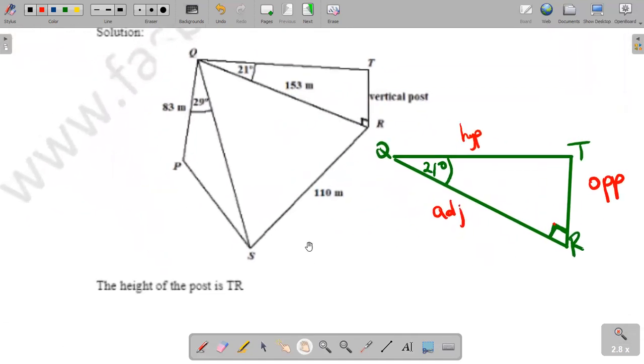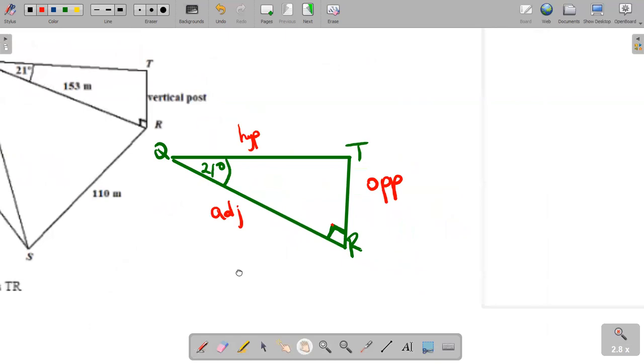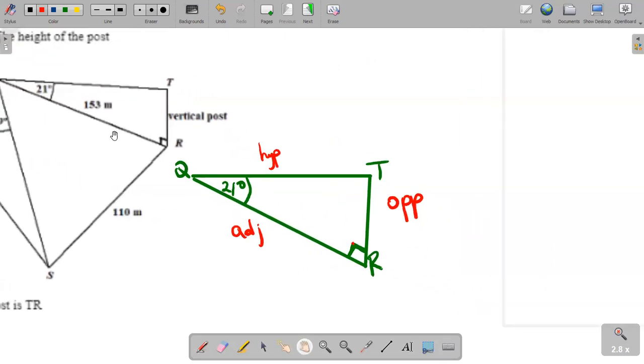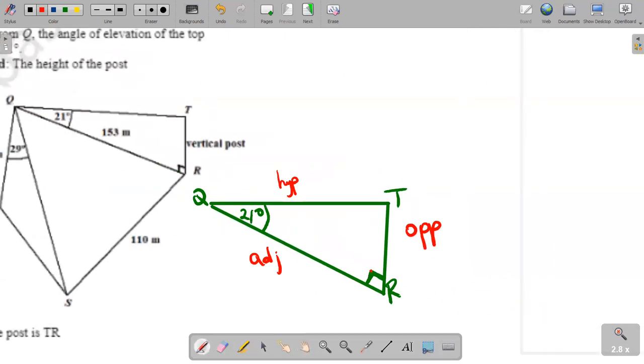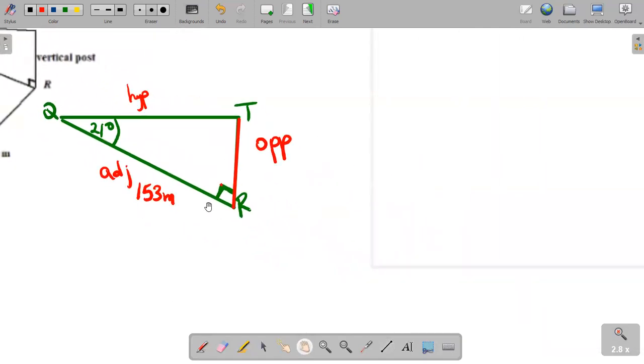Now, what the question asks us: find the height of the post, TR. So they gave us a number here, 153. 153 meters. Which two sides do we need to use then? Which one did they ask us for? A and TR. So which operation are we going to use? Are we going to use sine, cos, or tan?